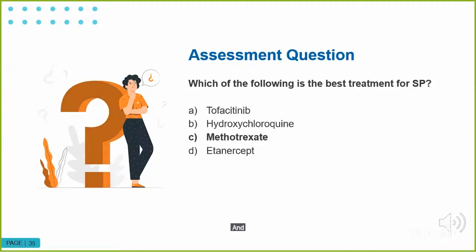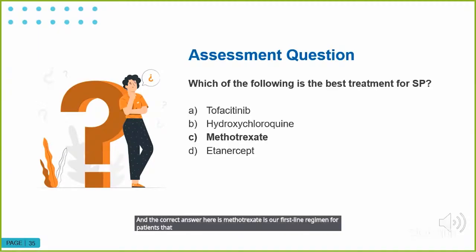And the correct answer here is methotrexate is our first-line regimen for patients that are treatment naive, or rather DMARD naive, with moderate to high disease activity at baseline.